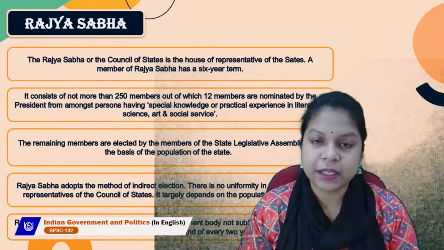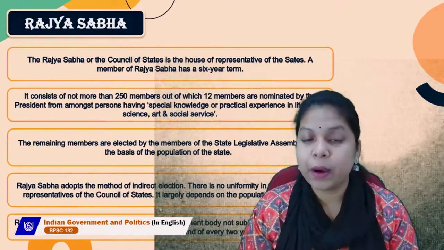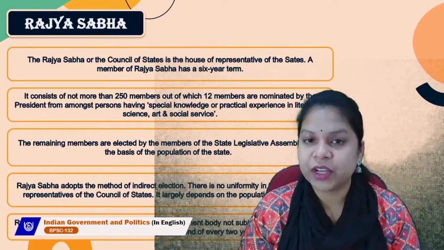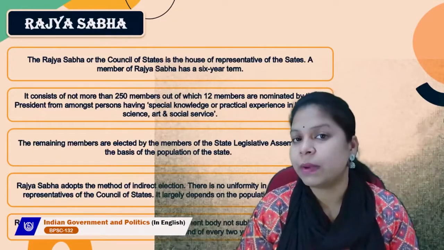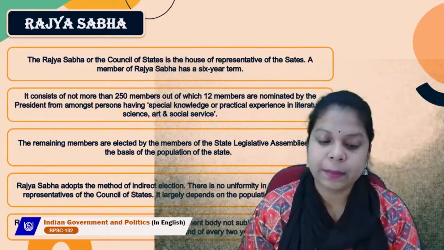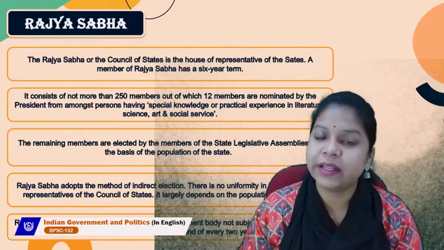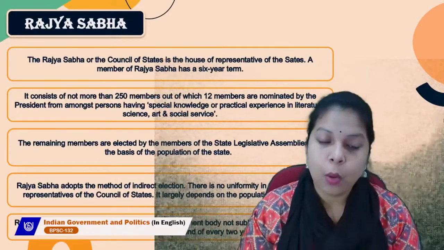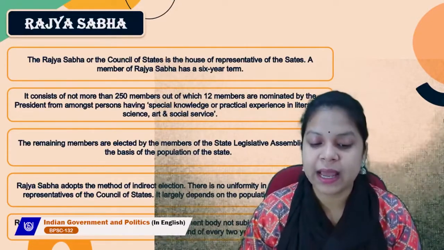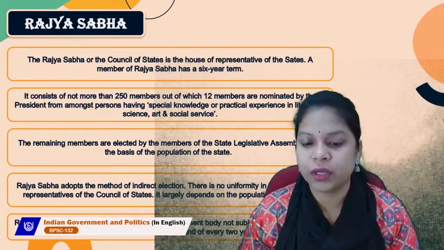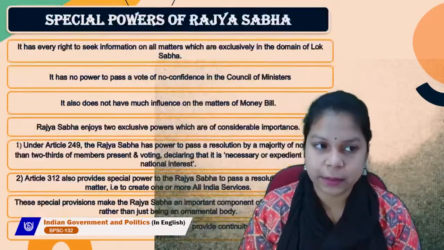Rajya Sabha is a continuing chamber as it is a permanent body, not subject to dissolution. Because Rajya Sabha cannot be dissolved, it's a permanent chamber, so also it is a continuing chamber. One-third of its members retire at the end of every 2 years. So this is Rajya Sabha.